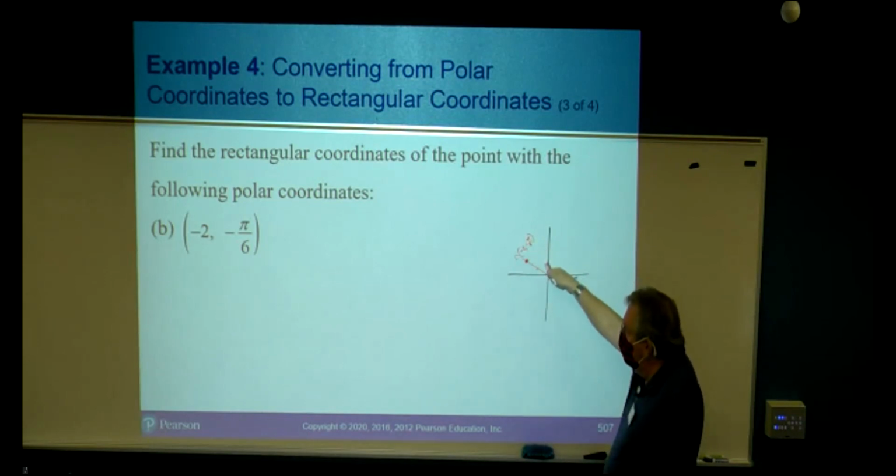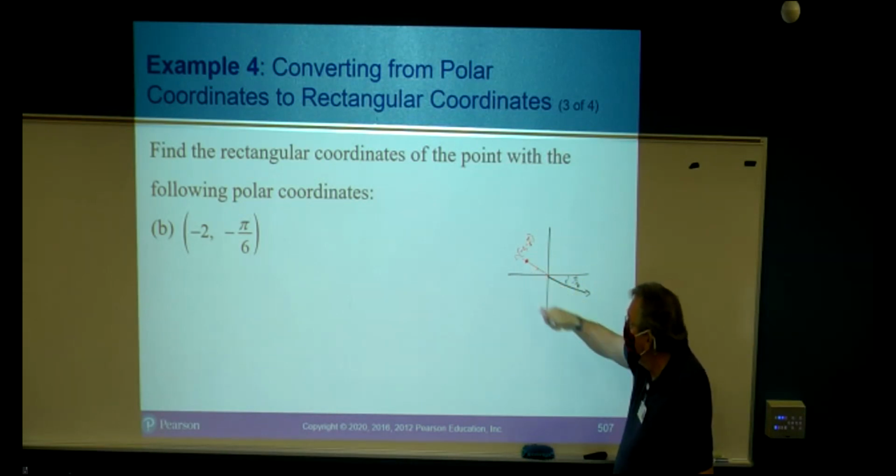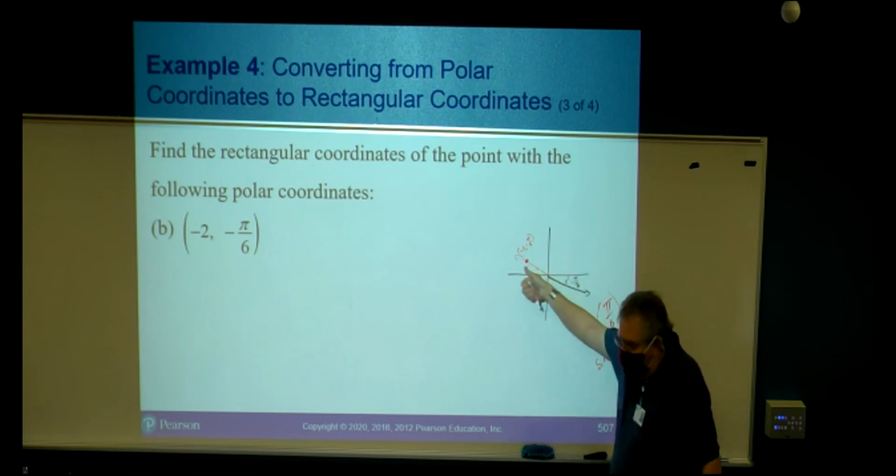Now in this quadrant, I know my x is negative and my y is positive. In this quadrant, it's the opposite. The x is positive and the y is negative. But over here, the x is going to be negative and the y is going to be positive. The reference angle here is just pi over 6. So I'm going to find the cosine of pi over 6, and I'm going to find the sine of pi over 6, and then just change the sign of that number to be appropriate for this quadrant.